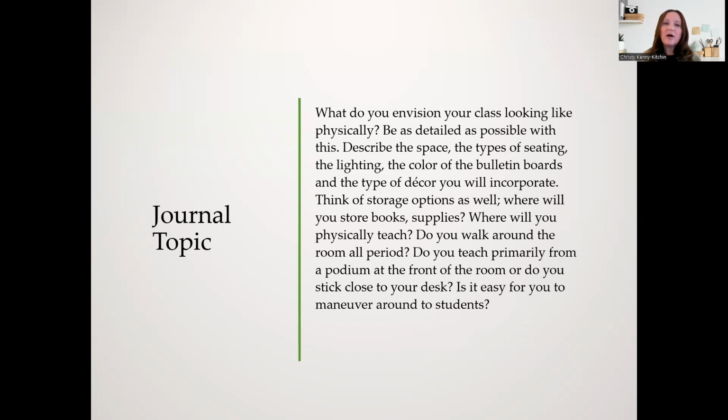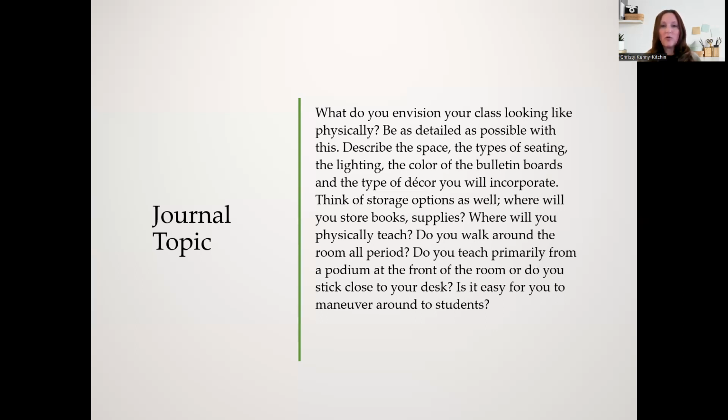Now, be as detailed as possible with this. Describe the space in your journal response, the types of seating you'd like, the lighting, the color of the bulletin boards, the type of decor you'll incorporate. And then think of storage options as well. Where will you store the books, the supplies? Where will you physically teach?